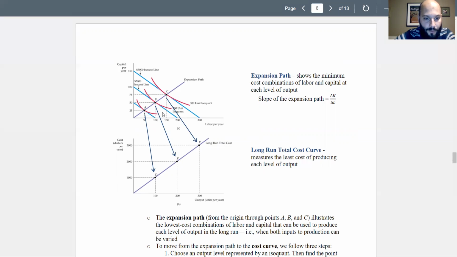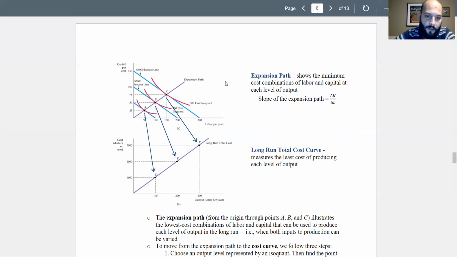When we wanted to produce a quantity of 200, we're on the 200 unit isoquant. Our most efficient point was on this 2000 isocost line. So the efficient cost is 2000 to produce 200. And if we're on this 300 unit isoquant trying to produce 300 units, the most efficient point is C, which is on the $3,000 cost line. So that's our long run total cost.